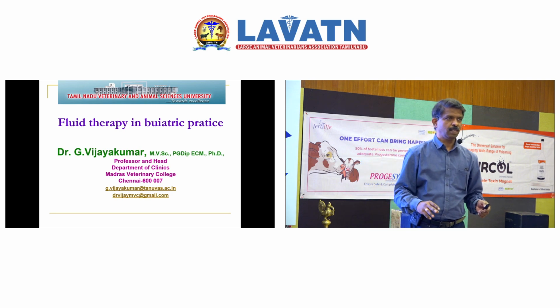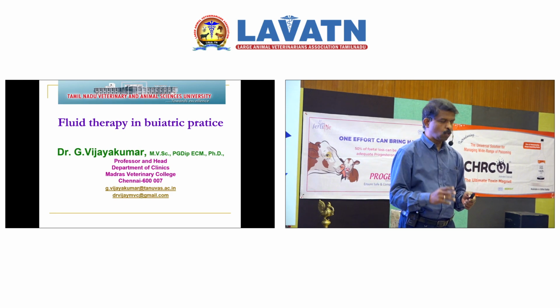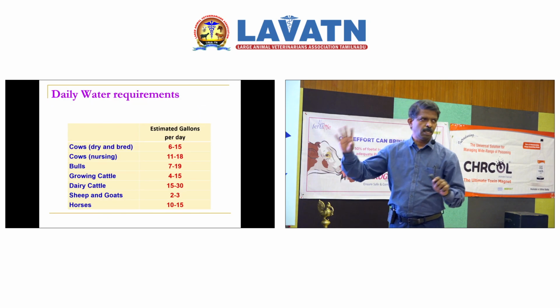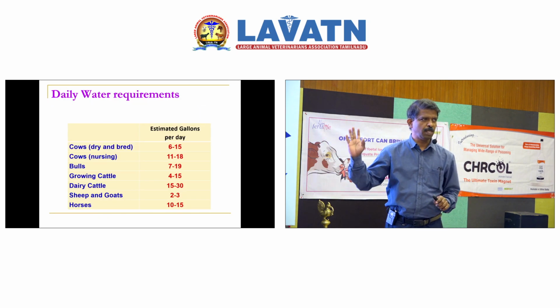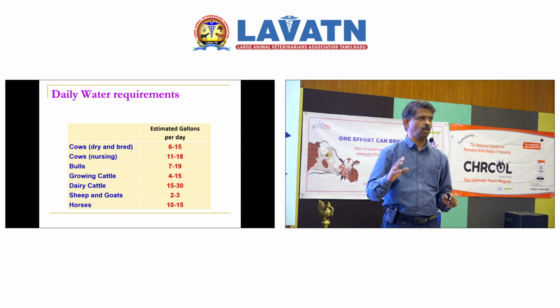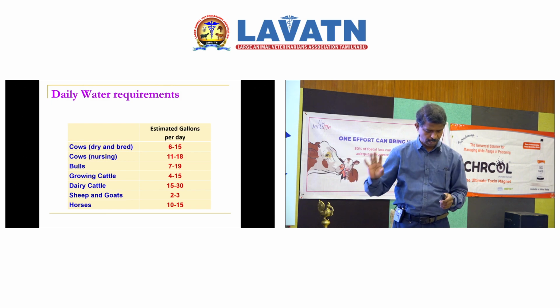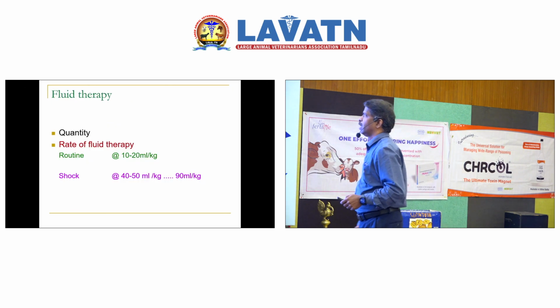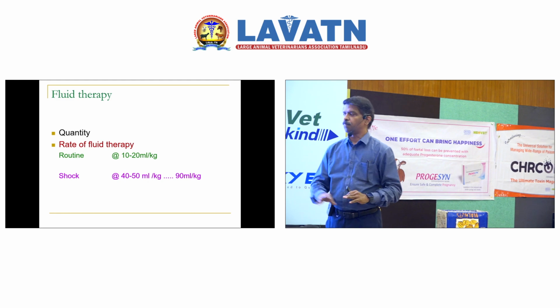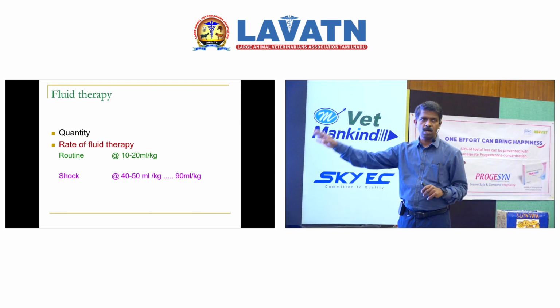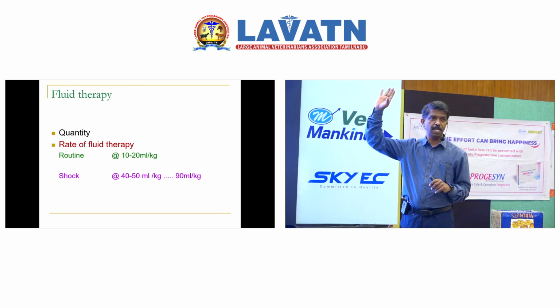And it should be precise, and the quantity and the dose should be precise to save the life of the animal. So this is the theoretical, just to know how many liters of fluid is required by the animal. Any standard book or NRC gives about that, just an eye opener. So normally we give fluid therapy at the rate of 10 to 20 ml per kg body weight. If it is in a shock, you can go up to 90 ml.